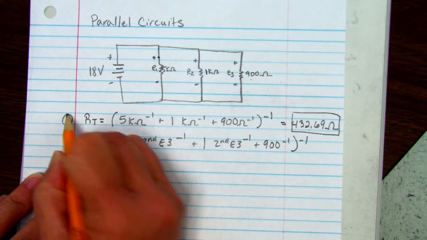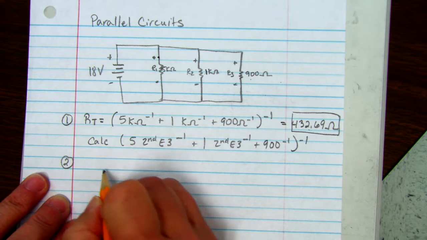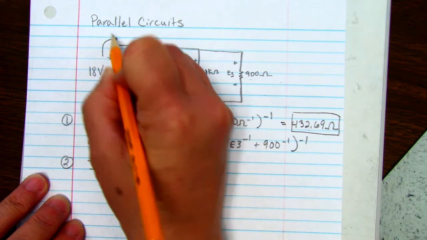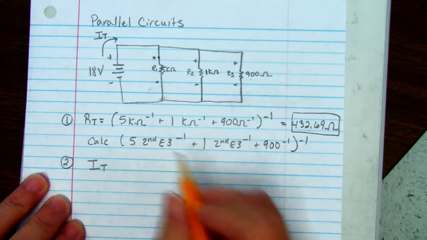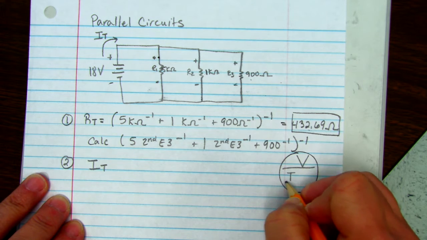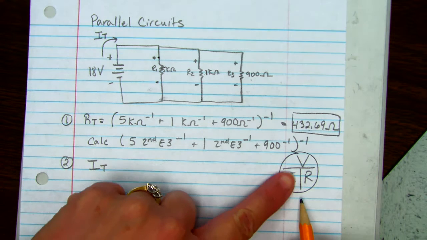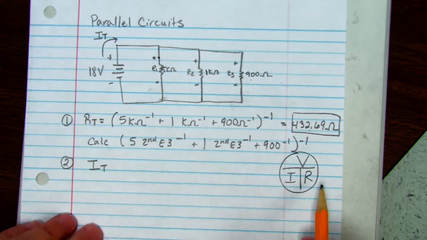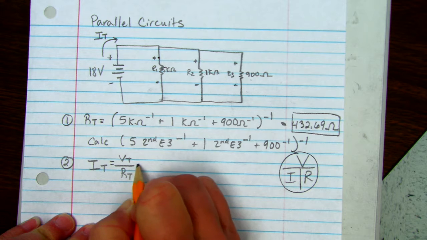The second thing you solve for in a parallel circuit is going to be your total current. That's IT. Total current is the current that's leaving the source. It looks like this. You get IT by applying Ohm's law. If you remember, Ohm's law is V equals IR. I can use my circle here. I'm going to cover up my I, and it's going to be equal to voltage divided by resistance. So I'm going to use my total voltage divided by my total resistance.